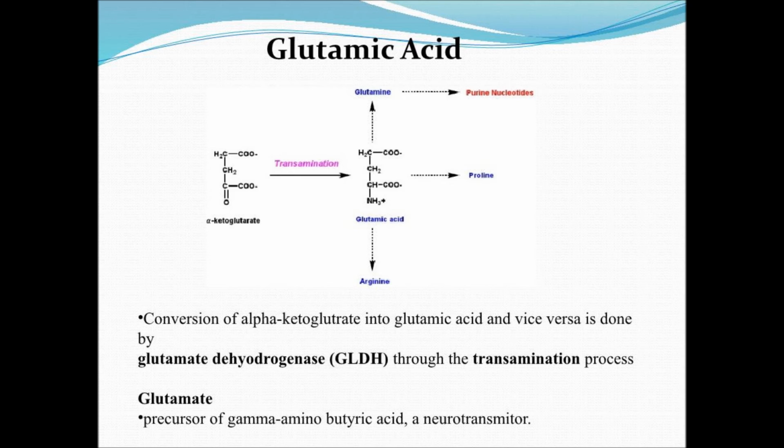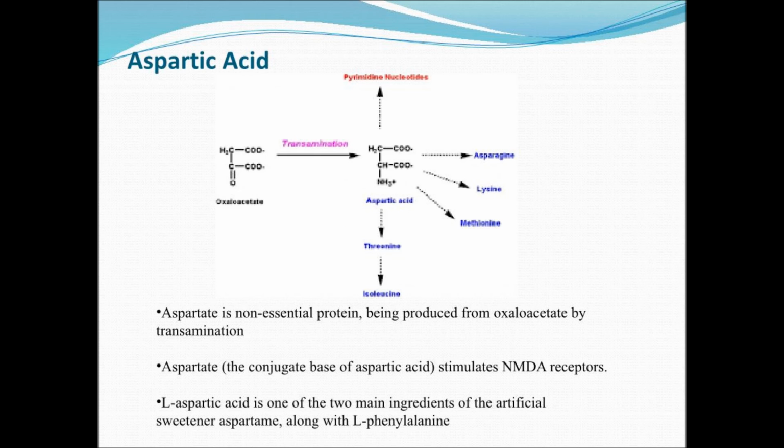And glutamic acid has a conjugate base known as glutamate, which is the precursor of gamma-aminobutyric acid, a type of neurotransmitter. This neurotransmitter is widely used in the major excitatory information transmitting pathway in the vertebrate brain.